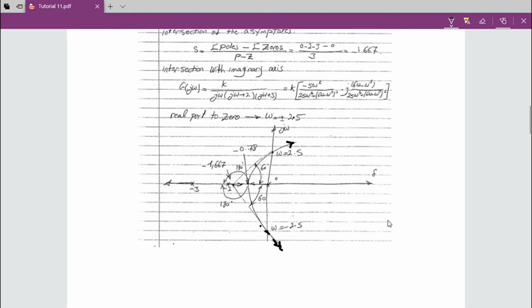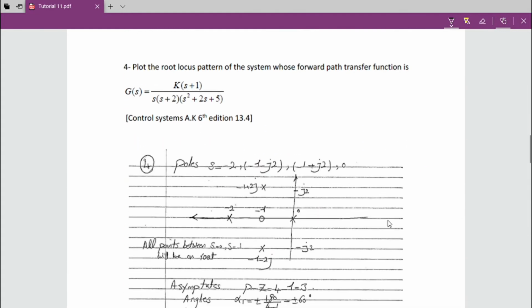So moving on to question number 4. Question number 4 is to plot the root locus pattern of the system whose forward path transfer function is G of s is equal to K into s plus 1 upon s into s plus 2 into s squared plus 2s plus 5, right?